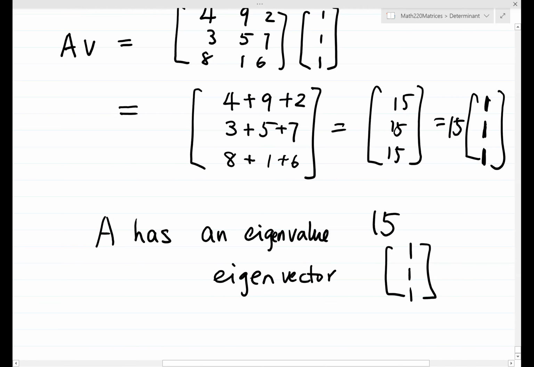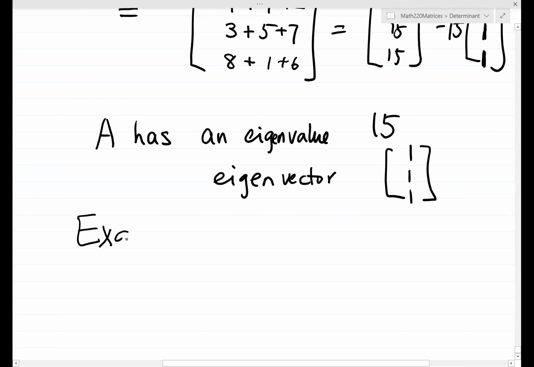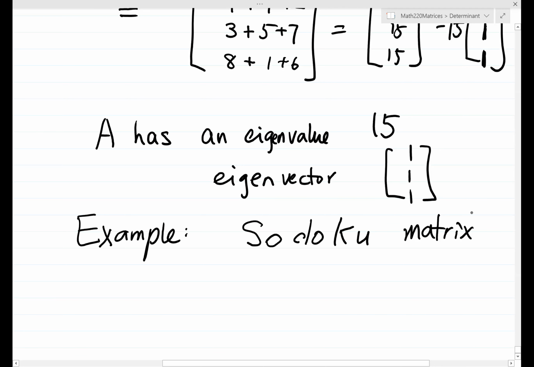Now another example, maybe everyone likes it. It is this matrix. That's the famous Sudoku matrix. Some of you maybe played this. Maybe you can see a picture. Let me find a picture for that.